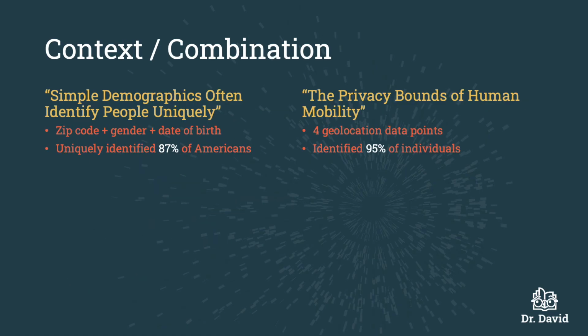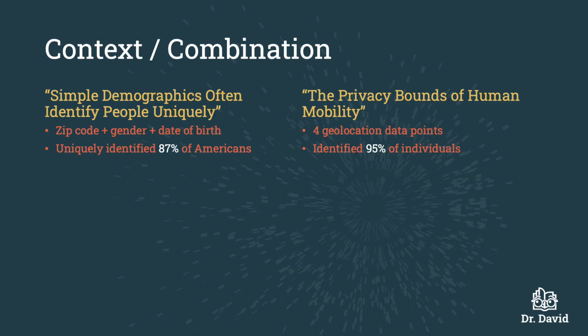On the topic of context and combination, there are two landmark studies that demonstrate how combining low-risk data increases the ability of researchers or malicious actors to re-identify de-identified data. From very early in the 21st century, in an article titled "Simple Demographics Often Identify People Uniquely," a researcher was able to identify 87% of Americans using just those individuals' zip code, gender, and date of birth.